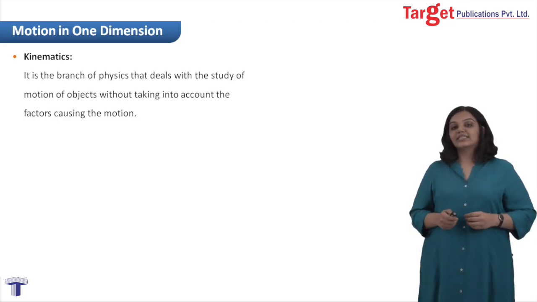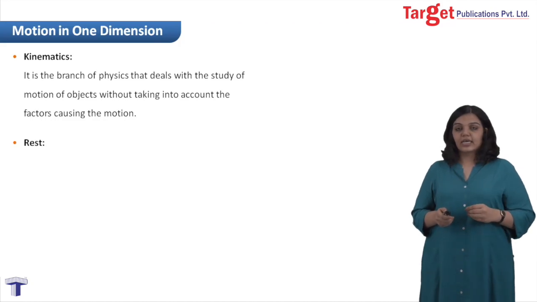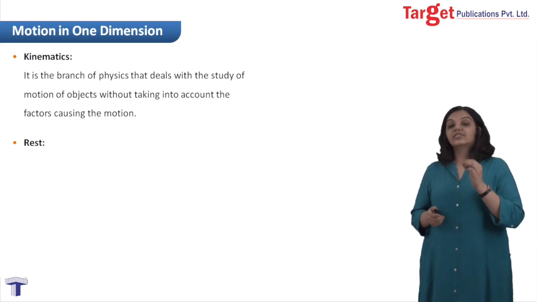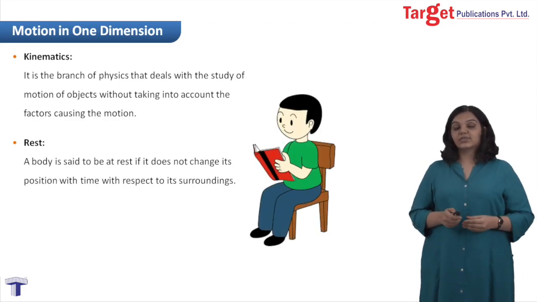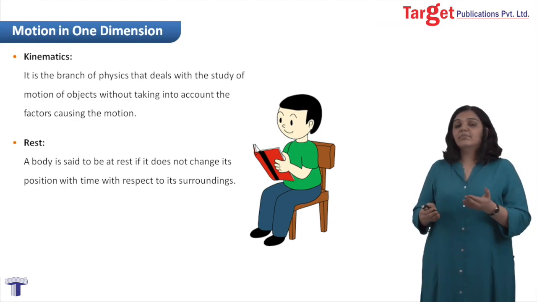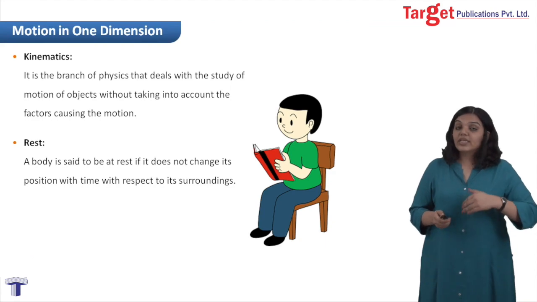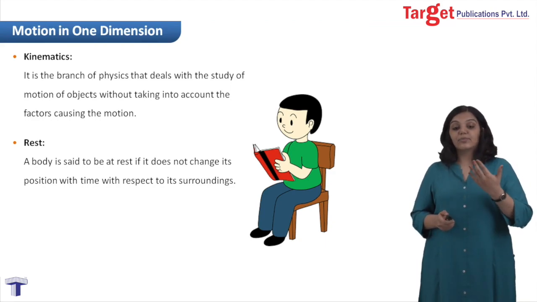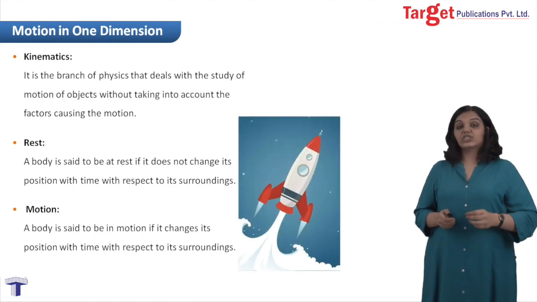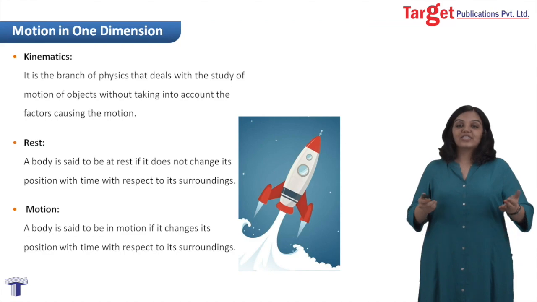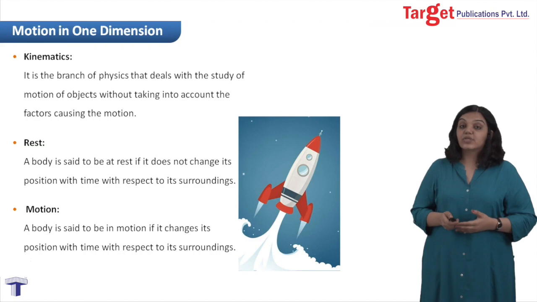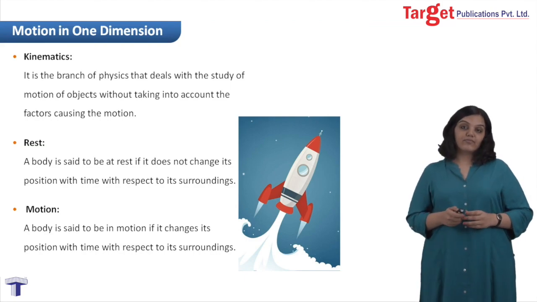The first concept to understand is the concept of rest. When is a body said to be at rest? A body is said to be at rest if it is not changing its position in time with respect to its surroundings. For example, a person sitting on a chair. On the other hand, when is a body said to be in motion? A body is said to be in motion if it is changing its position in time with respect to its surroundings. Very simply, the motion of a rocket flying off into the atmosphere is an example of motion.